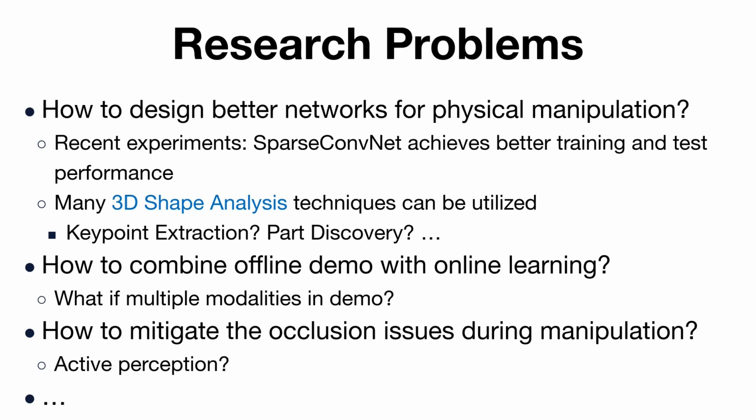On the learning algorithm side, it's also interesting to study how to combine offline demonstrations with online learning. When learning from demonstrations, how to solve the multi-modality problem. And also, during manipulation, we found that the object can be partially occluded, so the manipulation cannot proceed. In this case, maybe we need to actively control the perception module. In a word, we believe there are so many interesting research problems in the ManiSkill benchmark.